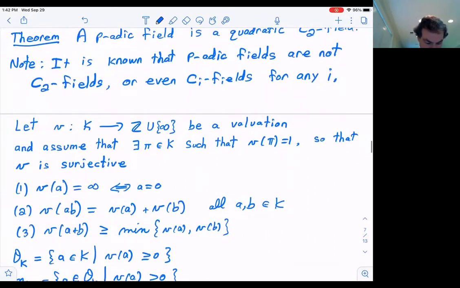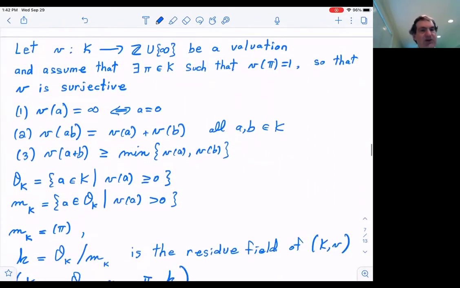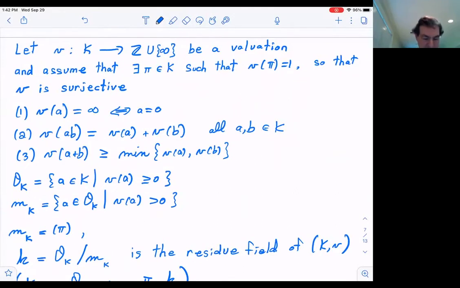And let me scroll up here. So just some basic definitions from valuation theory. V, a mapping from k to the integers union infinity. Suppose that's a valuation, and assume that there exists an element pi in k such that v of pi is 1, so that this map is surjective.